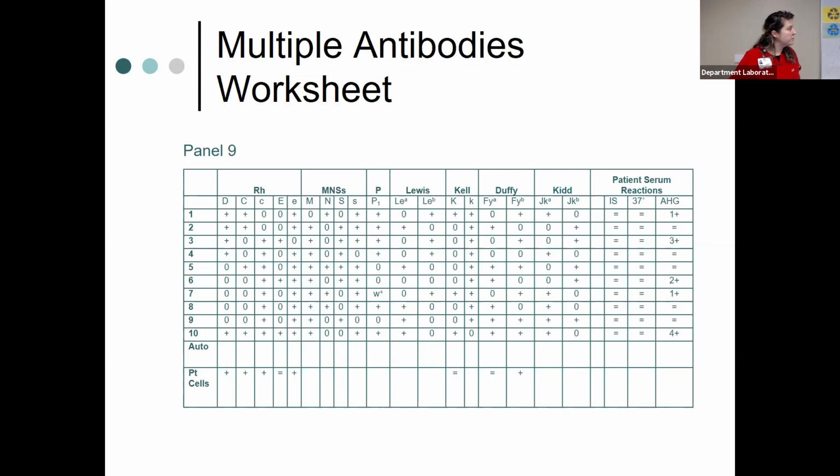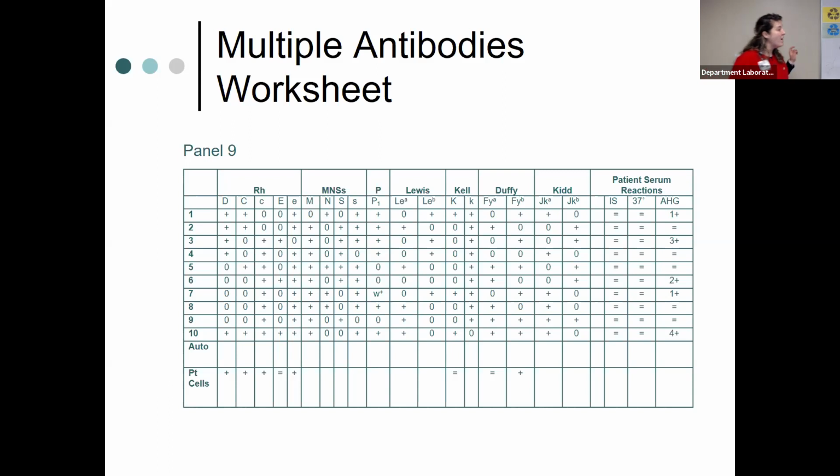All right, so based on your reactions at AHG, do you think you have multiple antibodies or just one single antibody? Why do you say multiple? Different reactions. You have reactions all across the board there: 1+, 2+, 3+, and 4+. Wow, that's a wide range of reactions.